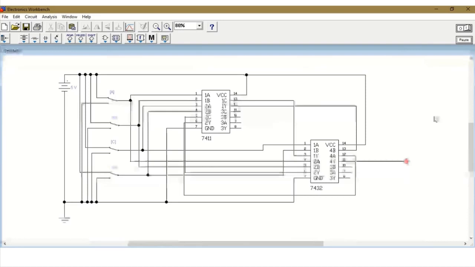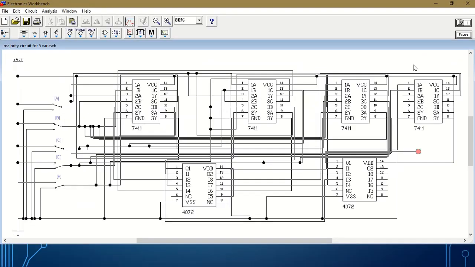Well, I have also made a 5 variable circuit for you. So here we have the 5 variable circuit, and you can see that the circuit is complex and there are a lot of connections here. Four 3 input AND gate ICs are used, and 2 OR gate ICs, that are 4 input OR gate ICs. You can see how complex the circuit becomes when the number of variables increases in the problem.